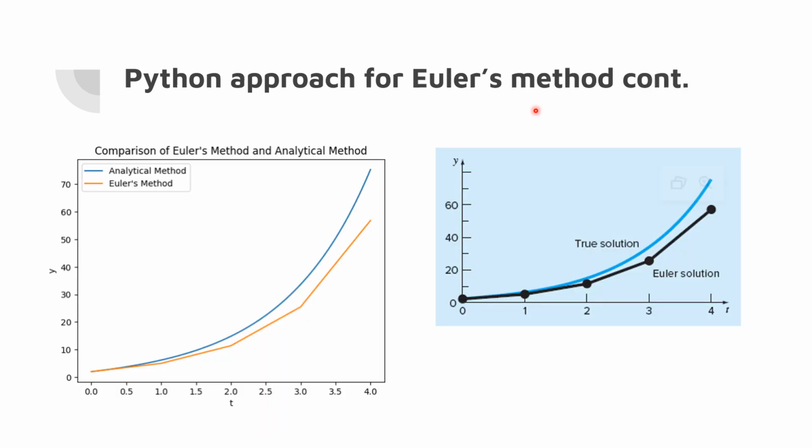And this is the graph that was spit out by the code. And as you can see, it matches up pretty well with the graph that was given in the textbook. You can clearly see the error between the Euler solution and the true solution, and the y values at each value of t match up nicely as well.